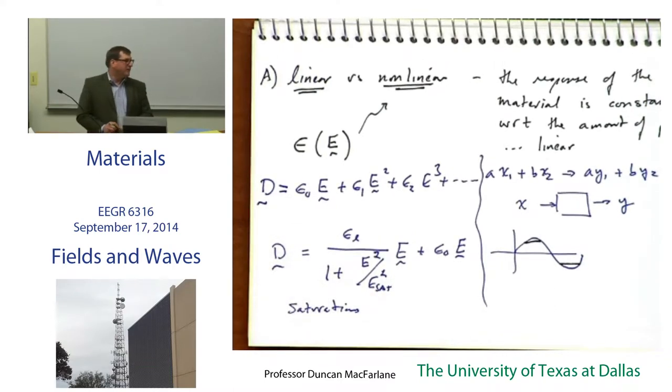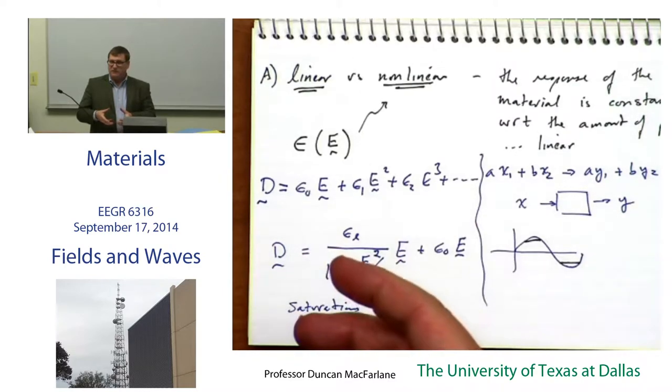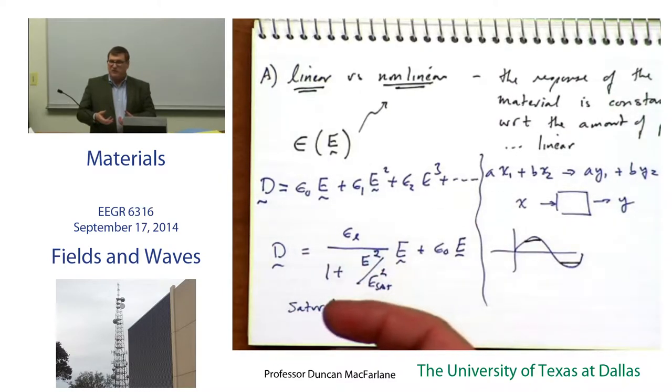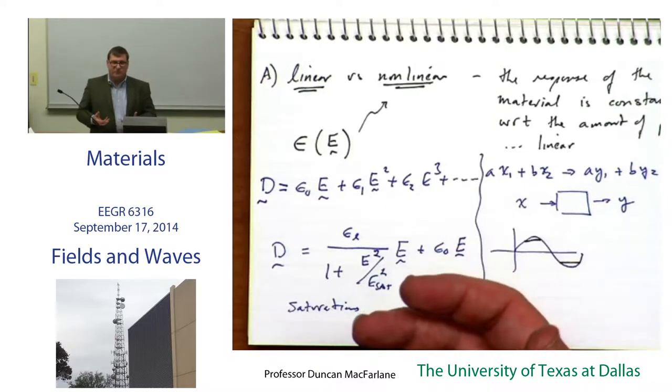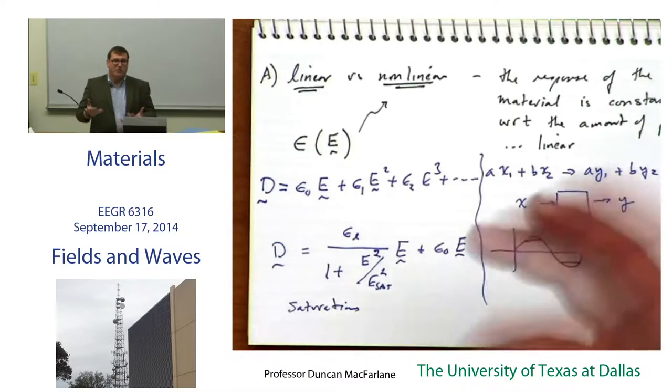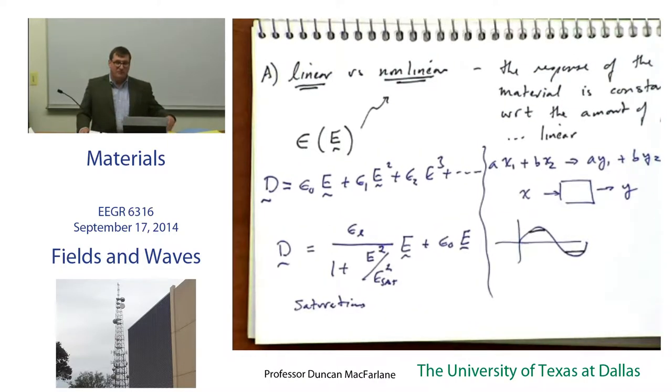For example, in a laser where you're pumping energy into your material and you only have a finite amount of energy to pump. Your output power can never equal the input power or exceed the input power of a laser, so you know at some point you're going to run out of gain.